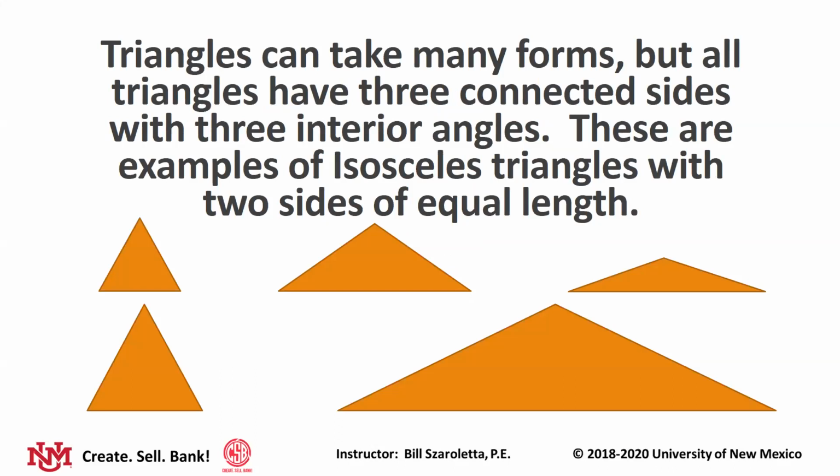So triangles can take many forms. But the key thing of a triangle is that they have three angles inside and they have three sides. And that's it. The sides don't have to be all the same length, but in this case, two of the sides are the same length, which makes that an isosceles triangle, which has nothing to do with this course other than you should know that.